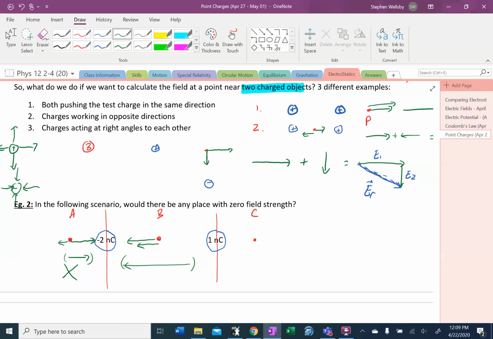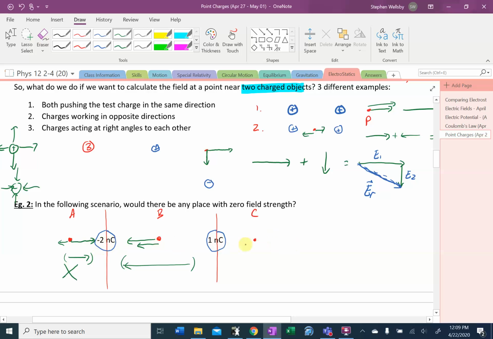Now let's look at part C here. From here, this negative charge, on the point C here, is going to be a repulsive force. So that's going to be moving to the right. Oh, pardon me, I made a mistake again.